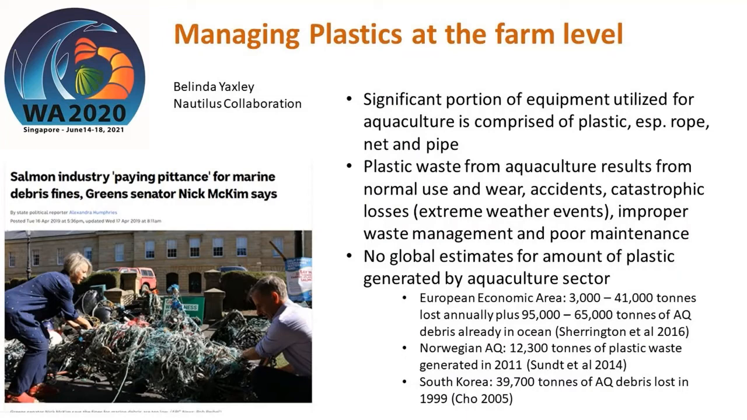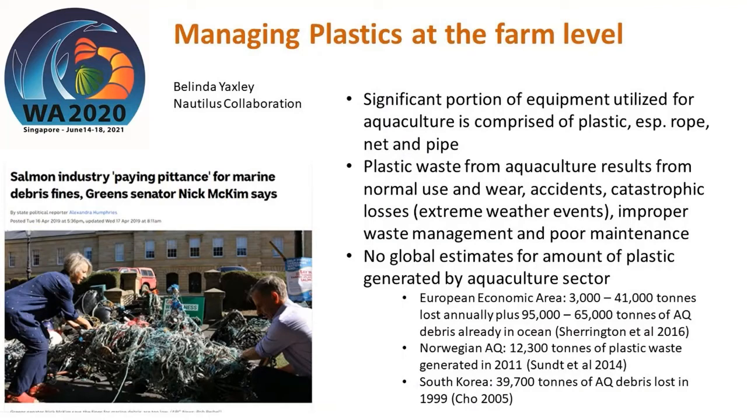Currently, there are no global estimates for the amount of plastic generated by the aquaculture sector, but there are various estimated volumes: from the European Economic Area, 41,000 tonnes lost annually. Norwegian aquaculture suggests 12,300 tonnes of plastic waste was generated in 2011, and in South Korea it's considerably more, 39,700 tonnes in 1999. But as you can see, these references are quite old, with the exception of the European Economic Area volumes coming from a 2016 paper.